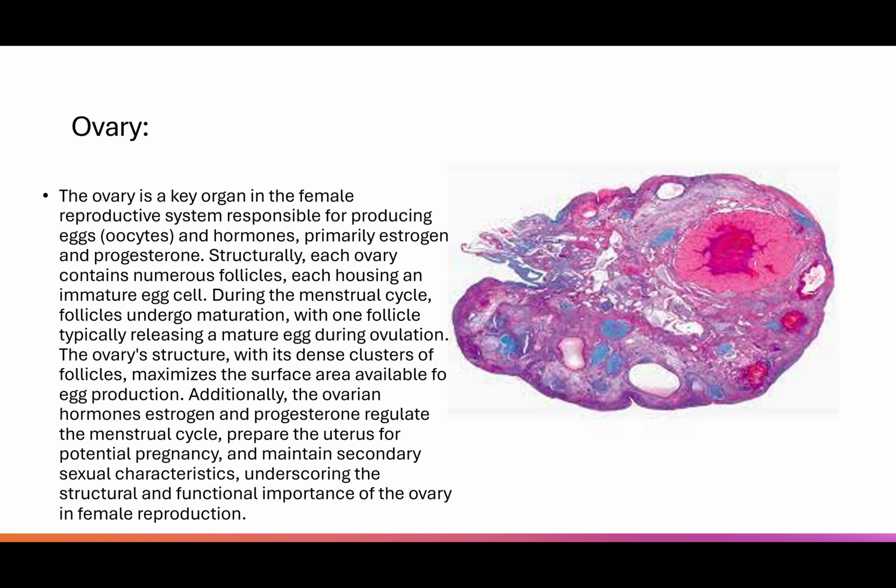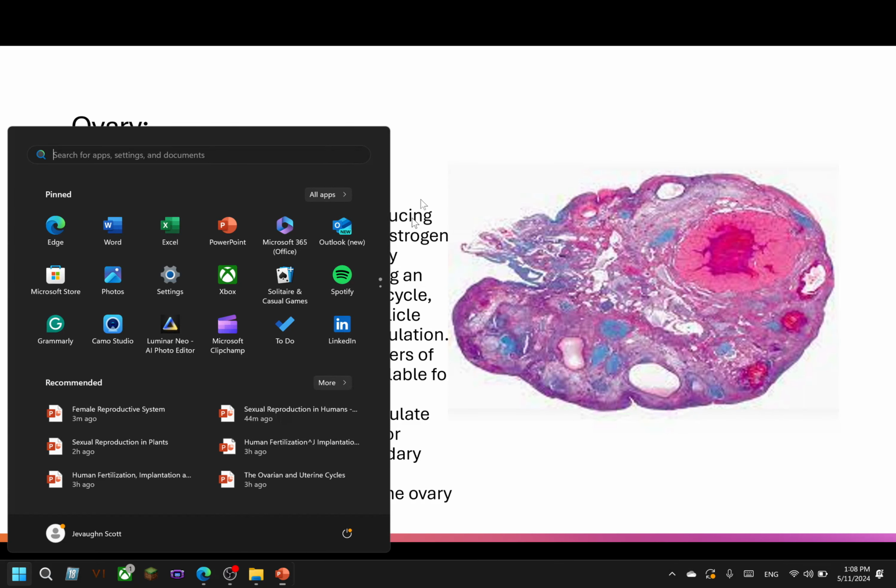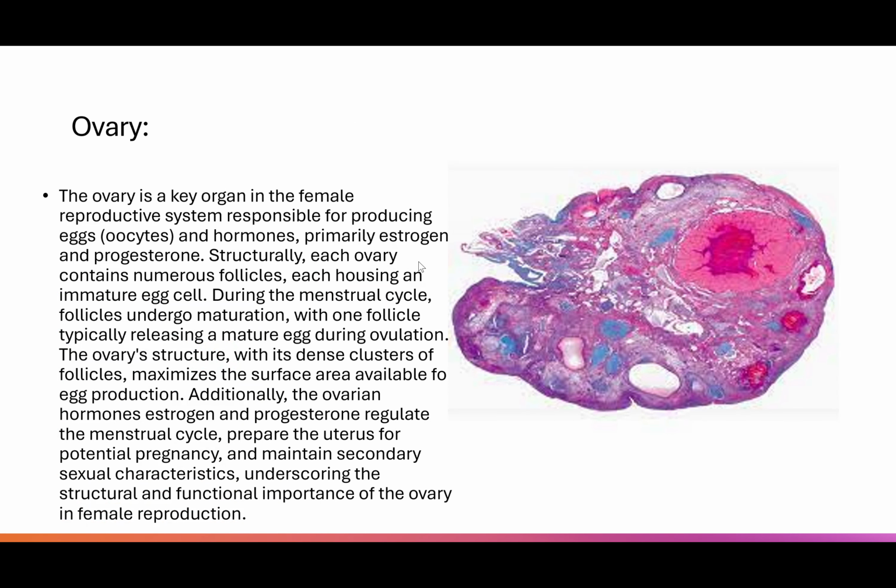So the ovary structure, with its dense clusters of follicles, maximizes the surface area available for egg production, right? Additionally, the ovarian hormones, estrogen and progesterone, regulate the menstrual cycle, prepare the uterus for potential pregnancy, and maintain secondary sexual characteristics within females, right? And that underscores the structural and functional importance of the ovary in female reproduction. That's what we have there.